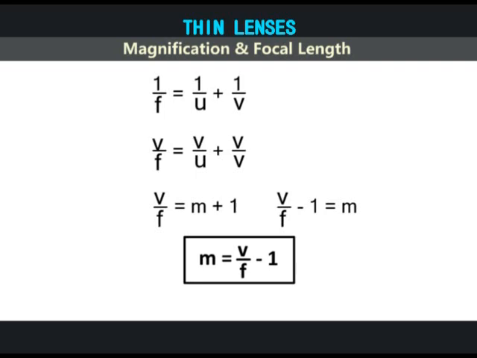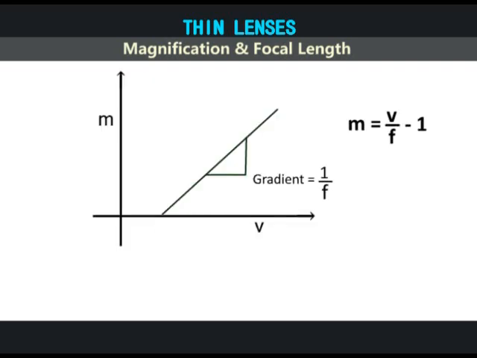From this equation, if we draw a graph of m against v, we shall have a straight line with a gradient of 1 over f.